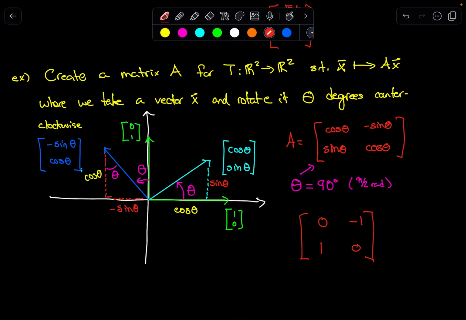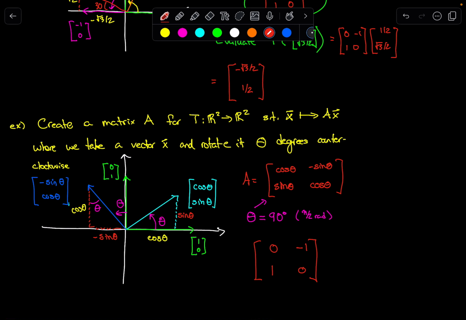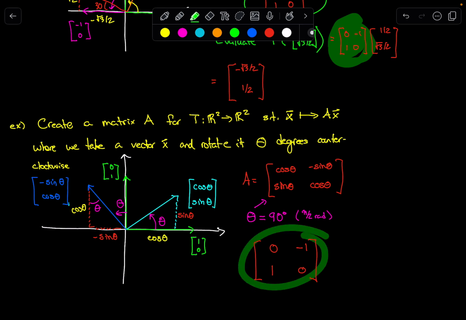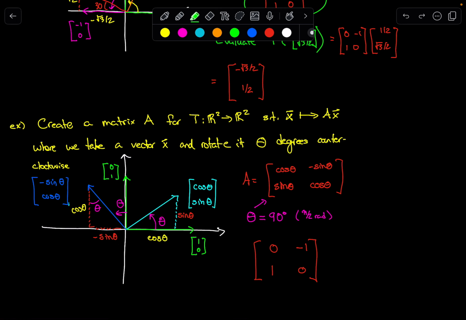And hopefully this looks very familiar to what we did earlier, where we got the matrix with entries 0, 1, negative 1, and 0. We did that already, by going the long way, by figuring out where (1, 0) and (0, 1) go when we rotate by 90 degrees. This is the general form of how we would do it if we wanted to rotate by any angle theta that we wanted to come up with.